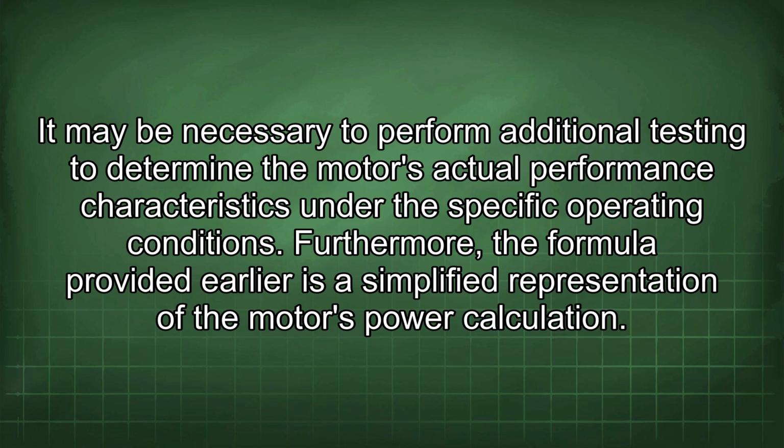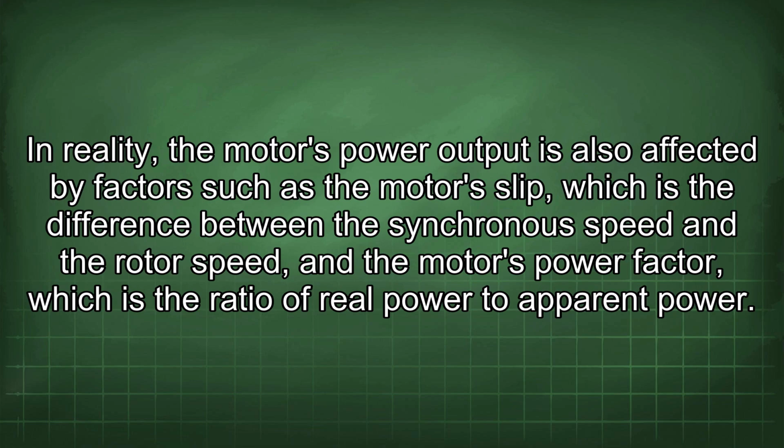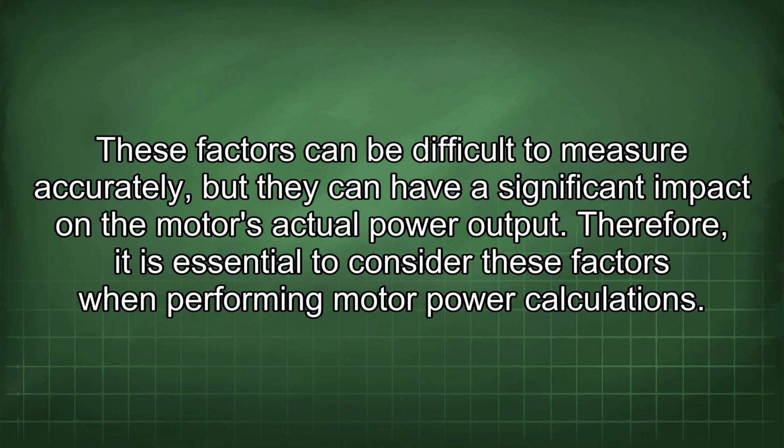Furthermore, the formula provided earlier is a simplified representation of the motor's power calculation. In reality, the motor's power output is also affected by factors such as the motor's slip, which is the difference between the synchronous speed and the rotor speed, and the motor's power factor, which is the ratio of real power to apparent power. These factors can be difficult to measure accurately, but they can have a significant impact on the motor's actual power output. Therefore, it is essential to consider these factors when performing motor power calculations.